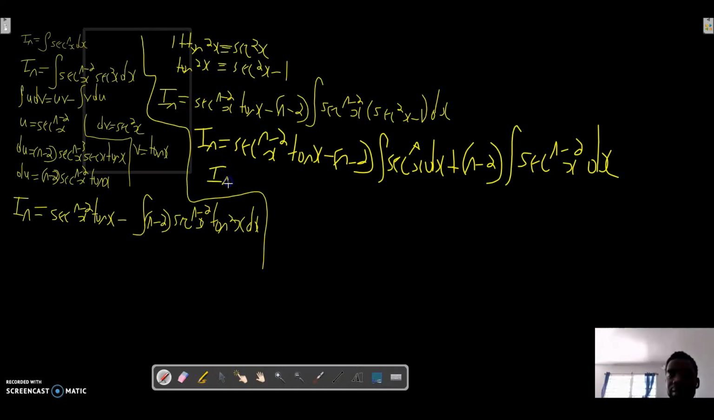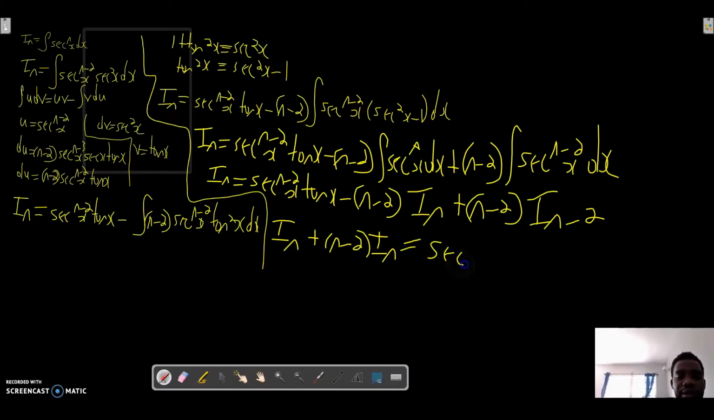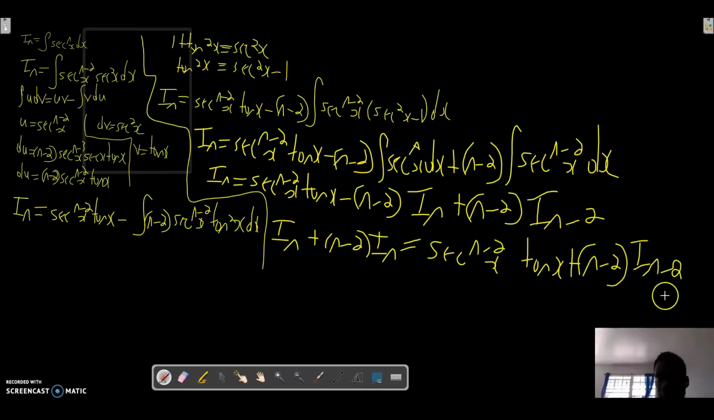So I'm going to have I_n equals sec to the n minus 2 x tan x minus n minus 2, bracket I_n plus n minus 2 I_(n minus 2). This is not too far from how we approach the integral for cos, because notice that you have I_n on the left and on the right. So you know we're going to have to bring all of them to one side. So I'm going to have I_n, you bring over all of this term right here, it's going to become a positive n minus 2 I_n is equal to sec to the n minus 2 x tan x plus n minus 2 I_(n minus 2). So far, so good.